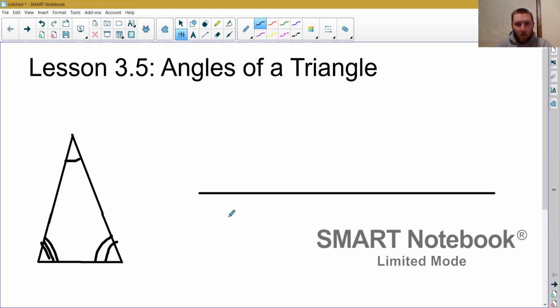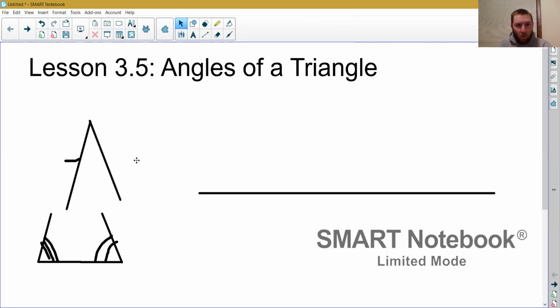So what I'm going to do is I'm going to use this black line here. By the way, I apologize for the limited mode. I'm working on getting rid of that, but it's there for right now. So I'm going to use this straight line here to try to illustrate what we know about every triangle ever. Now, this triangle that I've created here is not any special triangle. It's just a random, ambiguous triangle.